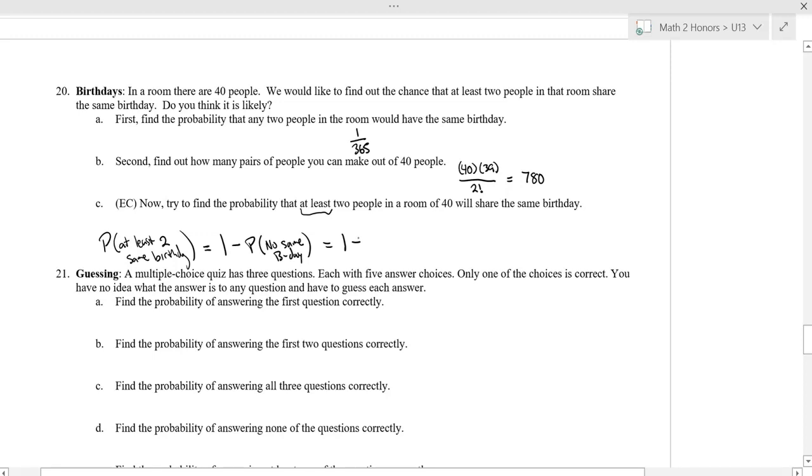Well, if there's 40 people, there are 780 comparisons. For each of those comparisons, there's a 1 out of 365 chance that they do have the same birthday. So there is a 364 out of 365 chance that they don't have the same birthday, right?